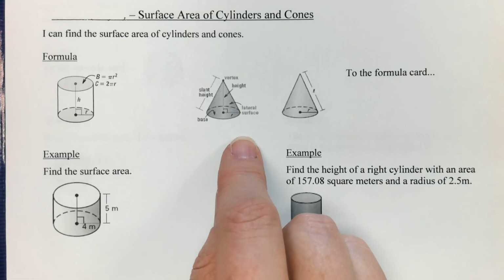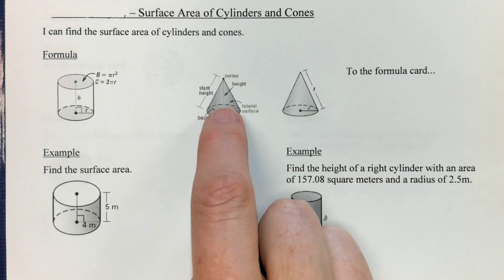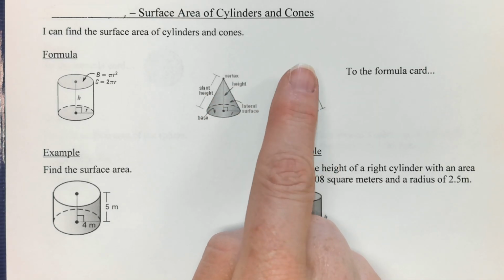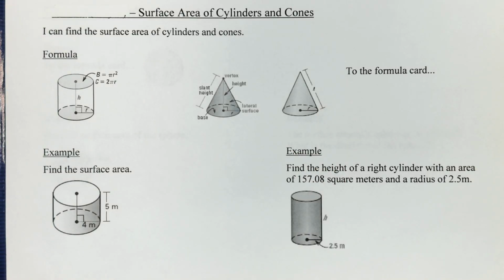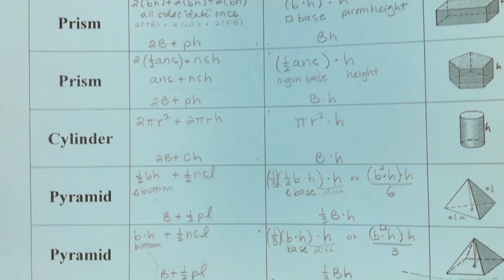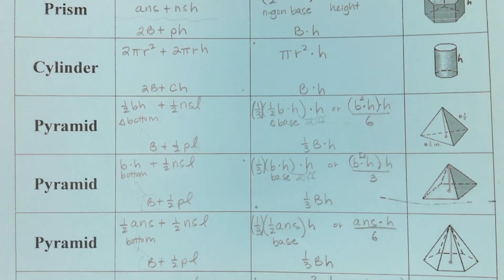And then a cone is very much like a pyramid. They have a regular height and then they have a slant height. And you might have to use Pythagorean's theorem in order to find one or the other. So let's go to the formula card and fill these two in. They're just separated on your card a little farther than I thought here.